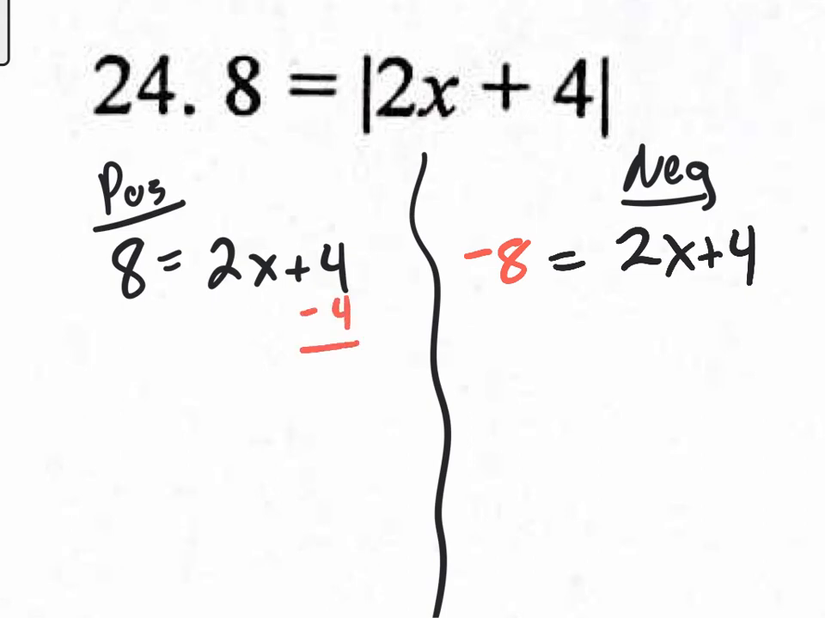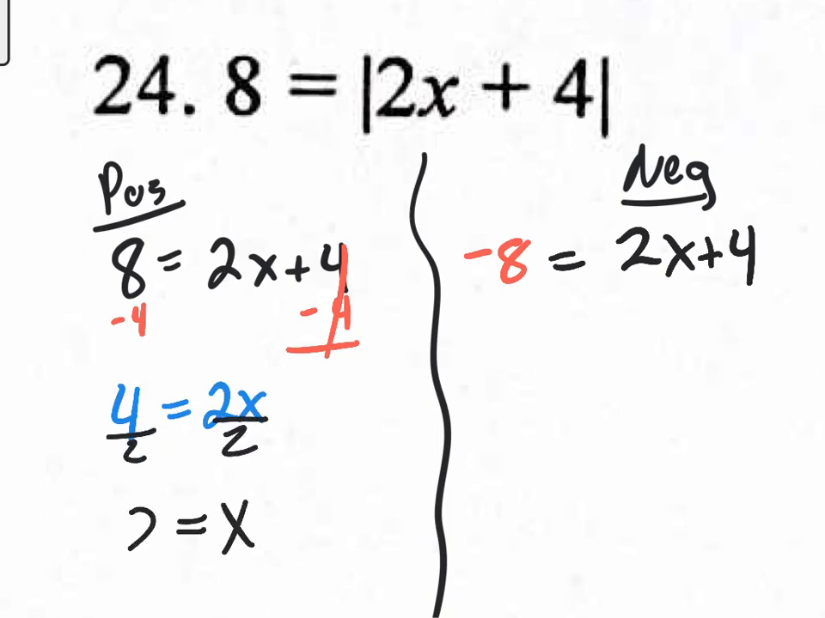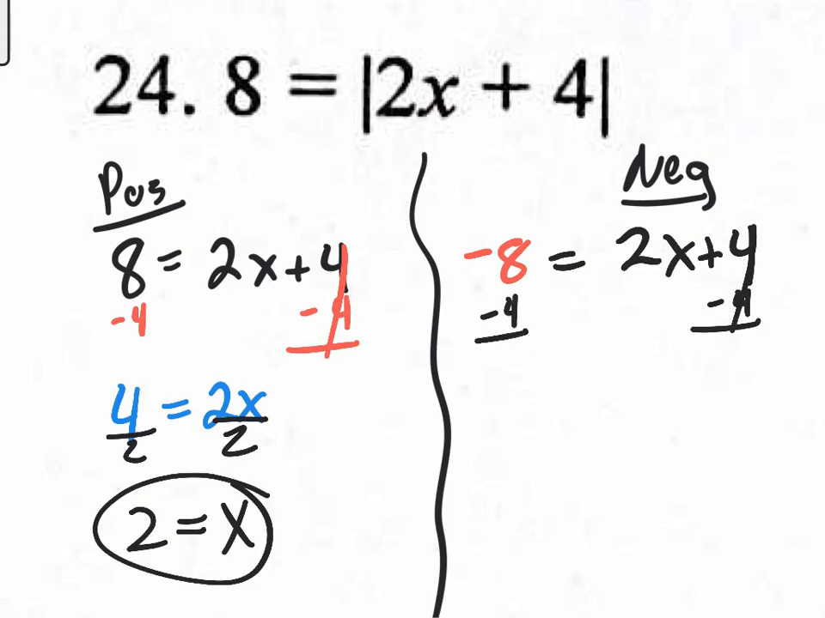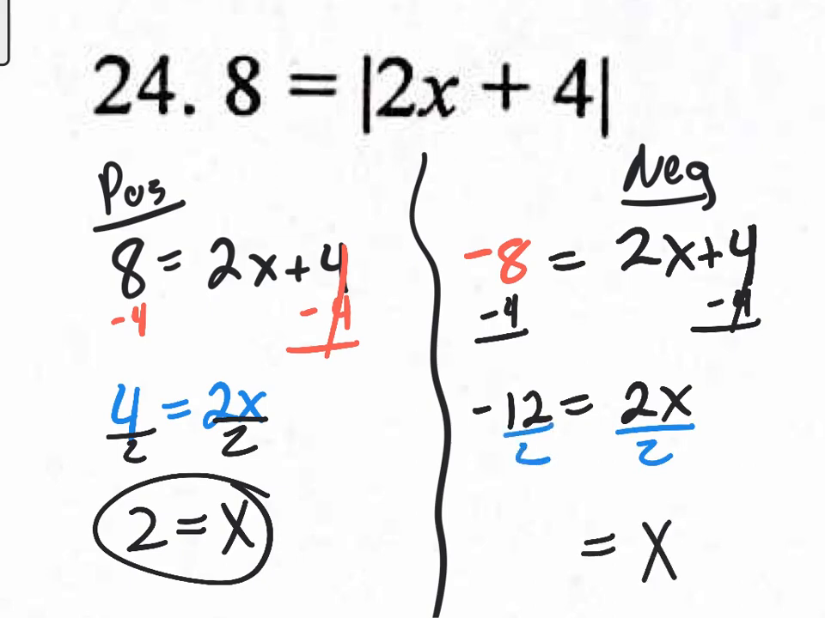We're going to subtract 4. Subtract 4. You will have 4 equals 2x. Divide by 2. Divide by 2. X equals 2. 2 equals x. That's one answer. The other answer, subtract 4. Subtract 4. You'll have -12 equals 2x. Final step would be to divide by 2. Divide by 2. And you will get x equals -6. So your two answers for number 24 are 2 and also -6.